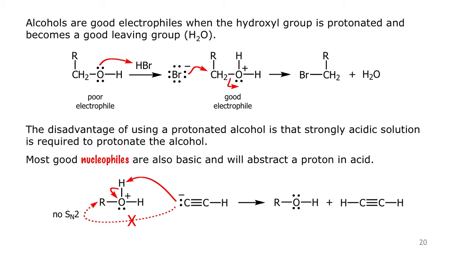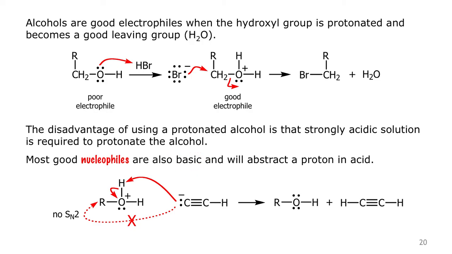So we've learned that alcohols are good electrophiles when the hydroxyl group is protonated and becomes a good leaving group. And so that was what we've just been illustrating, that if you protonate the oxygen, turn that into an oxonium ion, you have a good leaving group in the form of a water molecule, and you can readily get SN2 reaction. The disadvantage of using a protonated alcohol is that strongly acidic solution is required. This is a hydrobromic acid solution. And most nucleophiles are also basic.